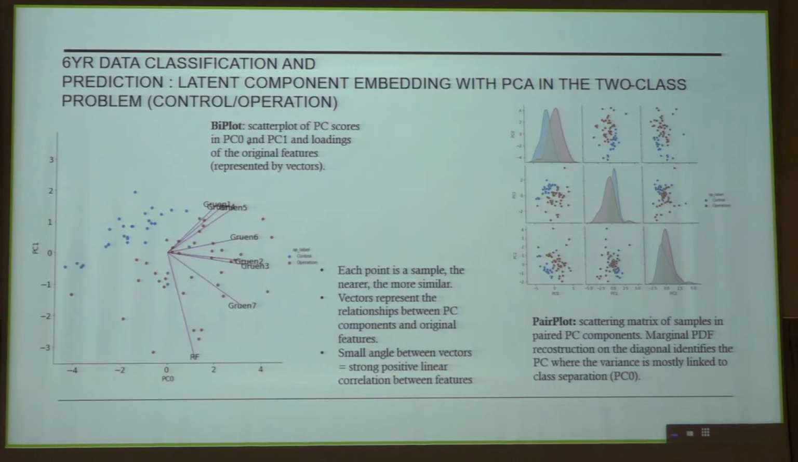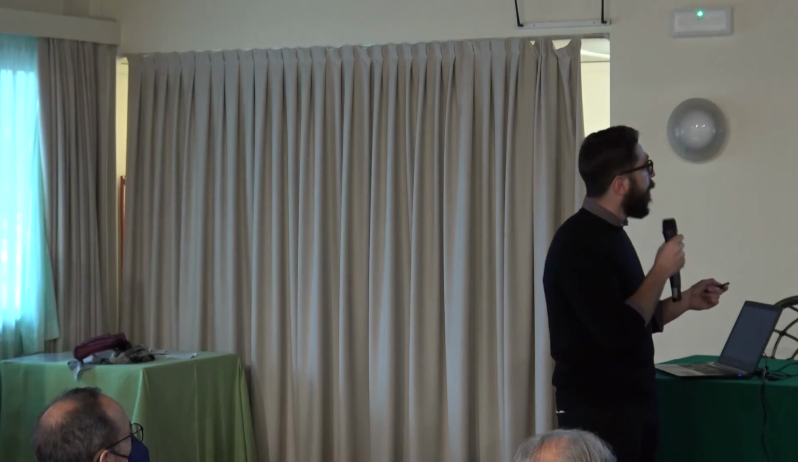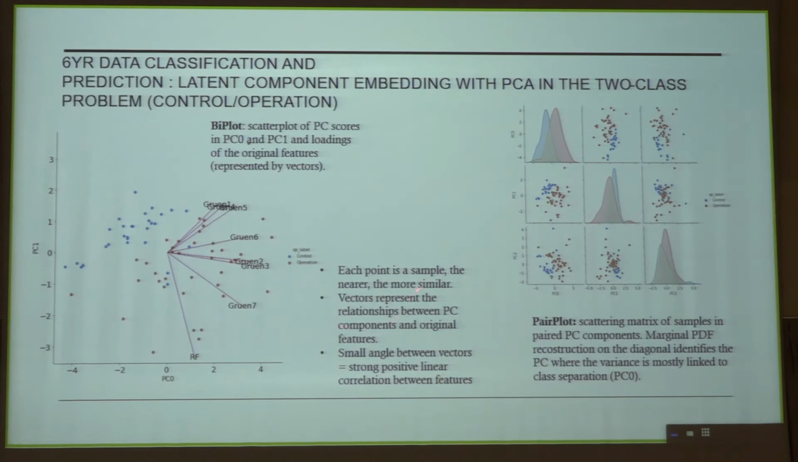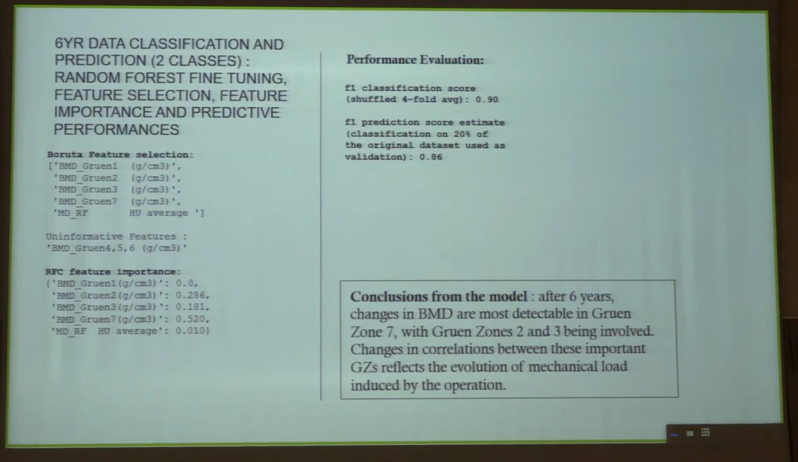We have the classes, and their separation is as good as the previous one, but we have some changes in how the separation of the classes is defined. We have a change in correlation about this Gruen zone here, and we can see from this vector that Gruen zone 7 starts to get a high importance in defining the operated class. Also, as you can see, this is also an effect of the smaller sample size, but after 6 years we have an intra-class variance that is highly augmented. It means that unobserved factors after 6 years induce a detectable change.